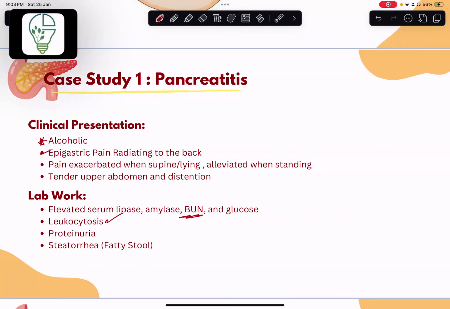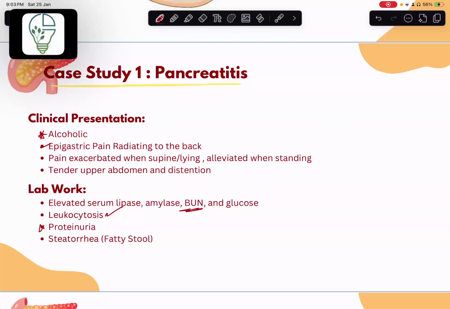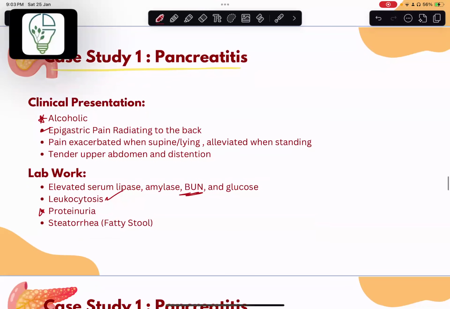Okay, going next, we have proteinuria. Proteinuria is basically protein in urine. I'm going to get back to it with BUN. BUN is blood urea nitrogen, by the way. And lastly, the patient had a stool sample and it showed fatty stool, steatorrhea. Let's go to the case breakdown and explain these points one by one and dissect this case.